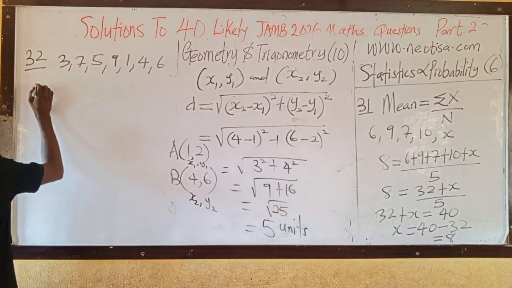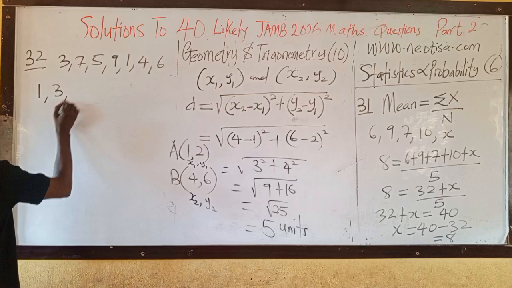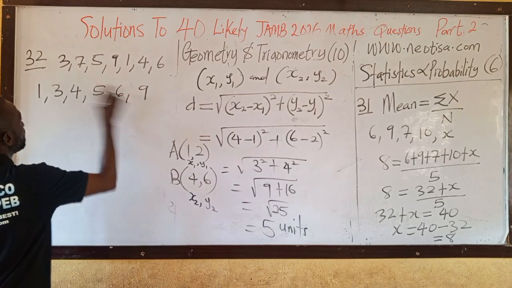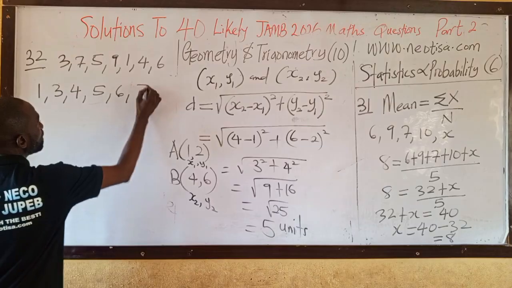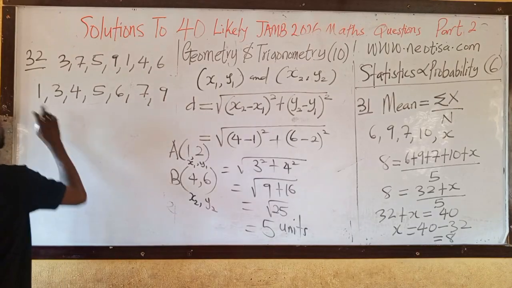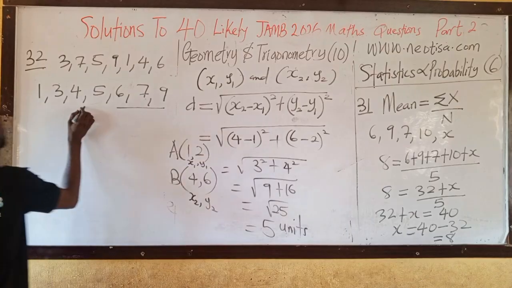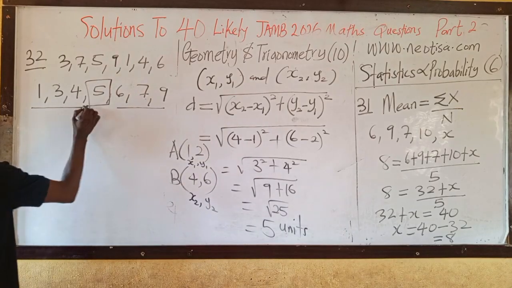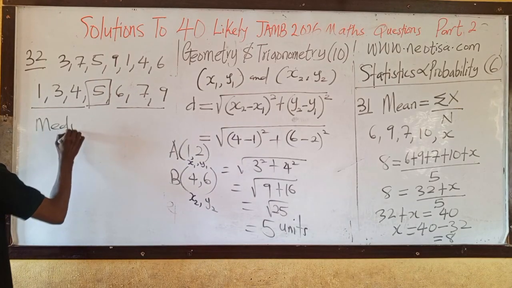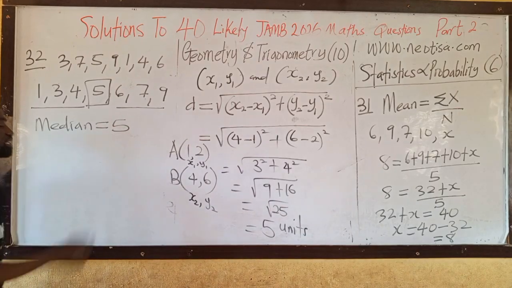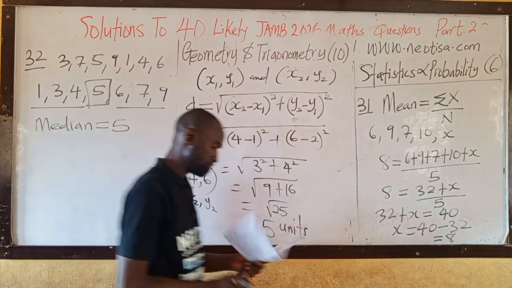So we're going to write 1, 3, 4, 5, 6, and what now? 7 is here, 7 and 9. Now count 1, 2, 3, 4, 5, 6, 7. 3 to this side, 3 to this side. So the middle number, which is the median, equals what now? Equals 5. The median equals 5.